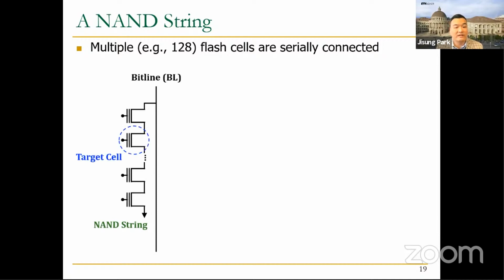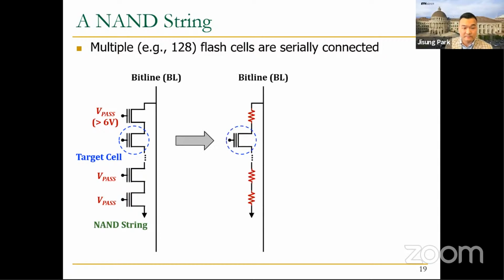And here we need to access only a single cell within a NAND string at a time. And we can do that by applying a proper value of voltage to other non-target cells, which is high enough to turn on any flash cells regardless of their current threshold voltage. It means that the stored values in other cells cannot affect the state of the NAND string.